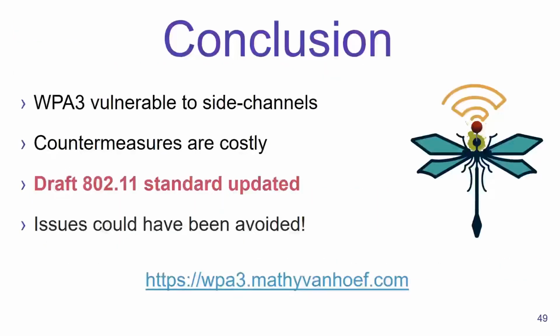So to conclude the talk, WPA3 is vulnerable to several side channel attacks. The countermeasures are very costly and difficult to implement. The good news is that the draft Wi-Fi standard is being updated, and perhaps the most important takeaway is that these issues could have been avoided if the advice of the IETF CFRG would have been followed.